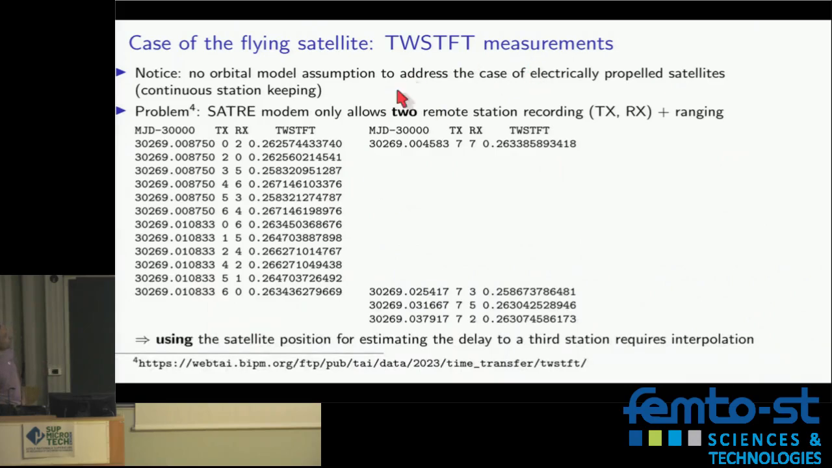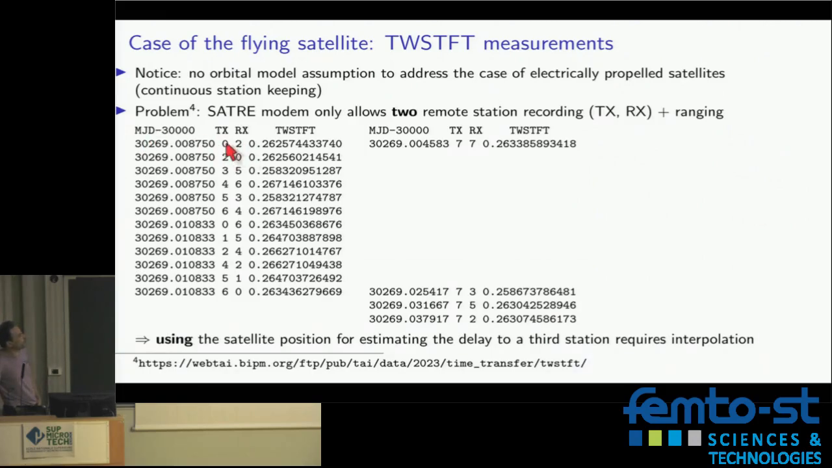If you go on the BIPM FTP site, you can get the satellite measurements. These are published, open data that you can access. And here you've got the time. It's a modified Julian date, minus 30,000. I'll show you later why 30,000.